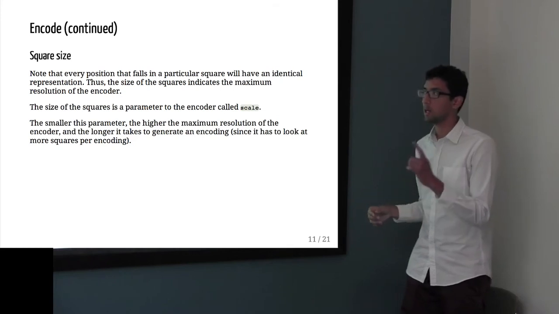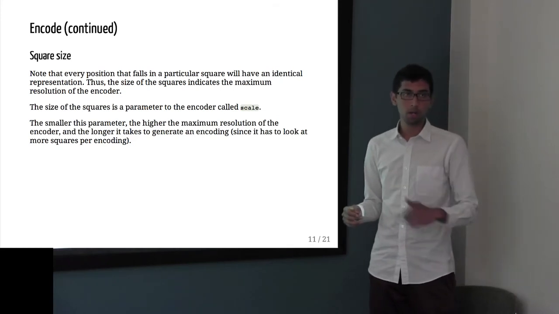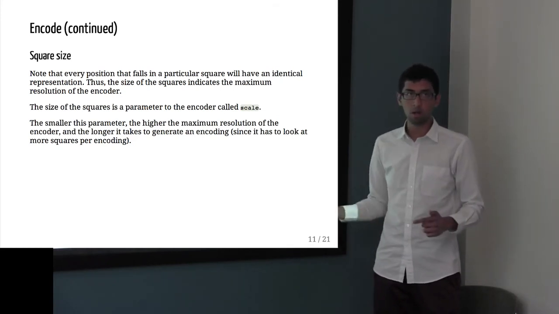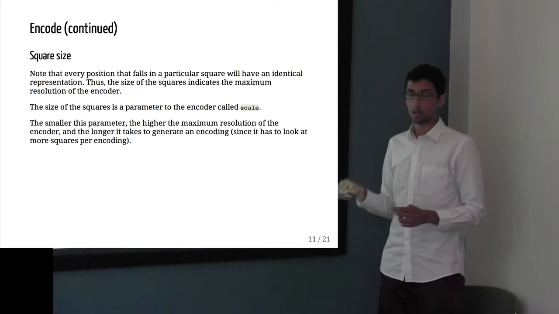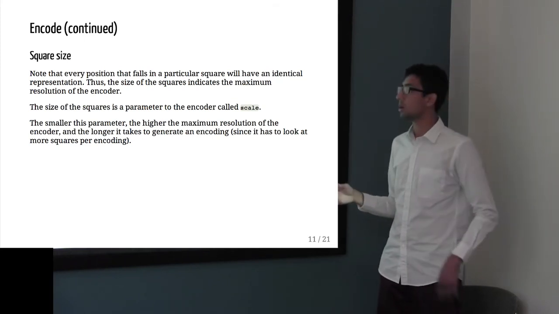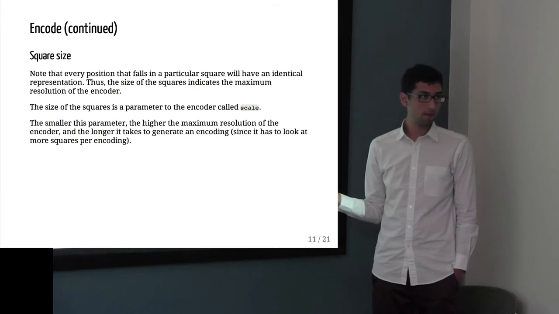But it also means the encoder will have to do more work per encoding, because it has to look at more squares per encoding, since there are more squares in general. So it'll take longer to run.